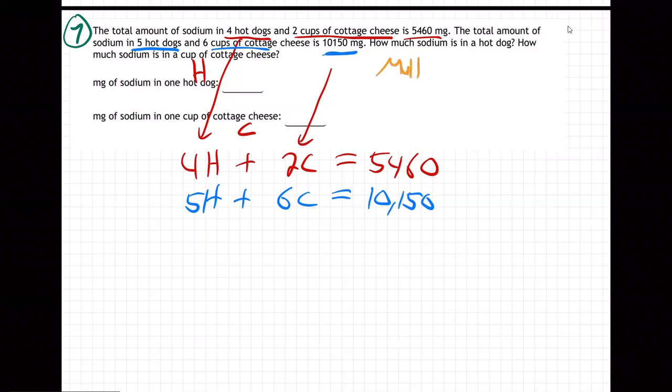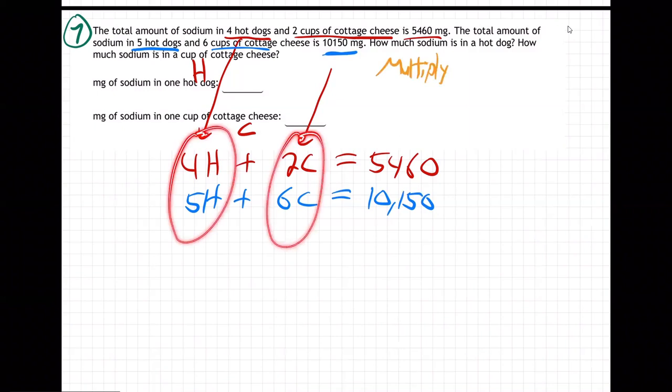We have to multiply one or both. In this case, let me start here. You want to look at the H's, look at the C's. By the way, you could use X and Y if you want to, but it's easier to use letters that are meaningful. That way, when you're done, you have H, you know what it is.